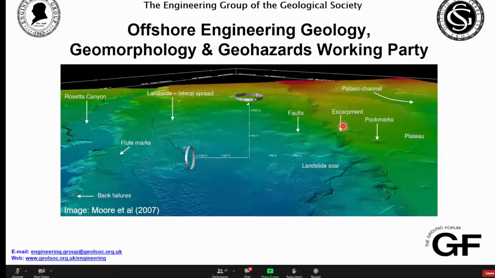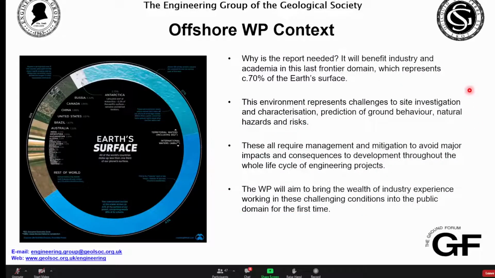So then moving on to the offshore specifically and where we're at. So just a bit of context as to why this is important. Obviously, the offshore environment represents about 70% of the Earth's surface, so a very significant area of the globe is covered by water, but very poorly investigated. Essentially, they say that the surface of the moon is better understood than the world's oceans.